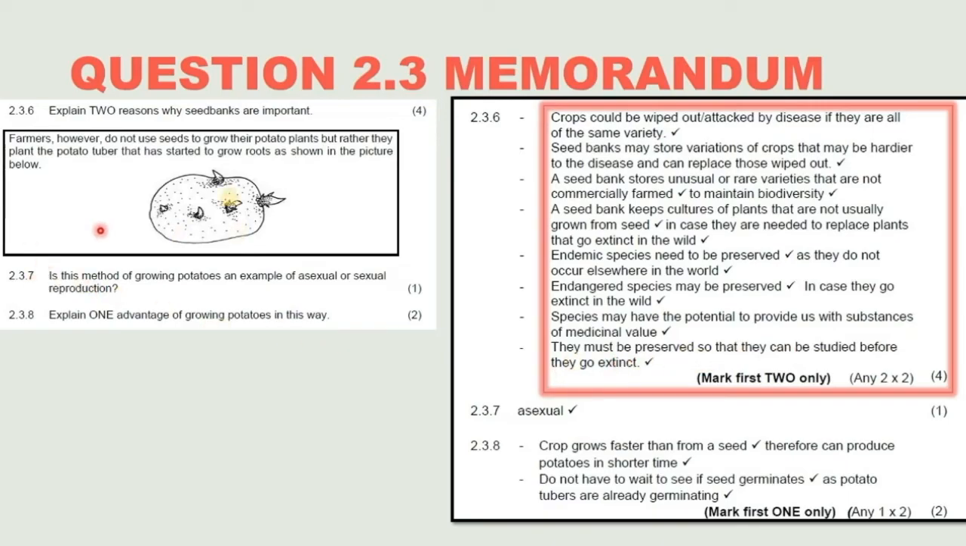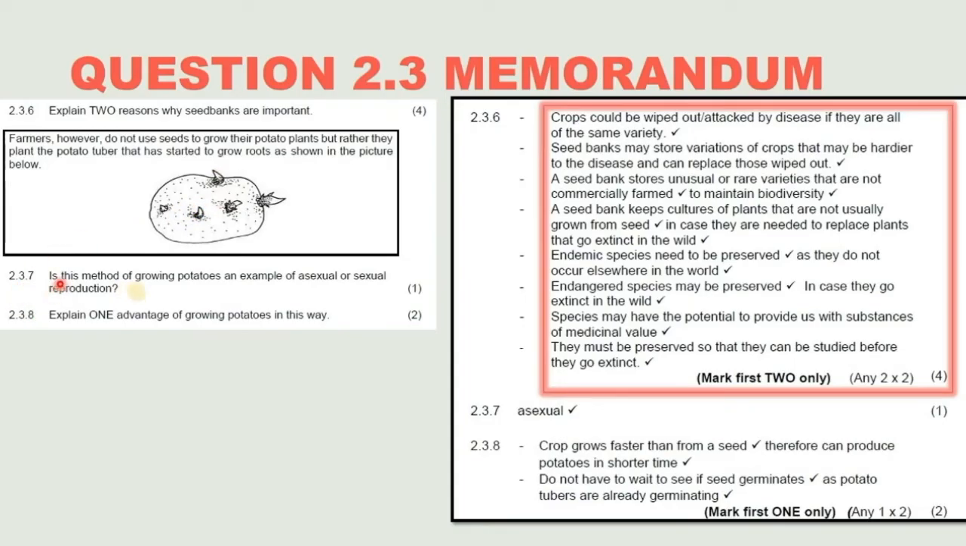Then in question 2.3.7, they say that farmers, however, do not use seeds to grow potato plants, but rather they plant the potato tuber that has started to grow roots, as shown in the picture below. So this I have seen quite a lot, as I've left potatoes for quite a while, and I will notice that there are a few roots growing from the potato.